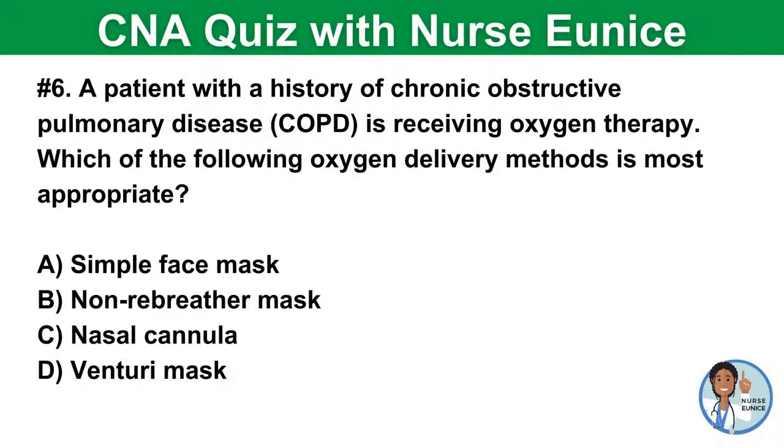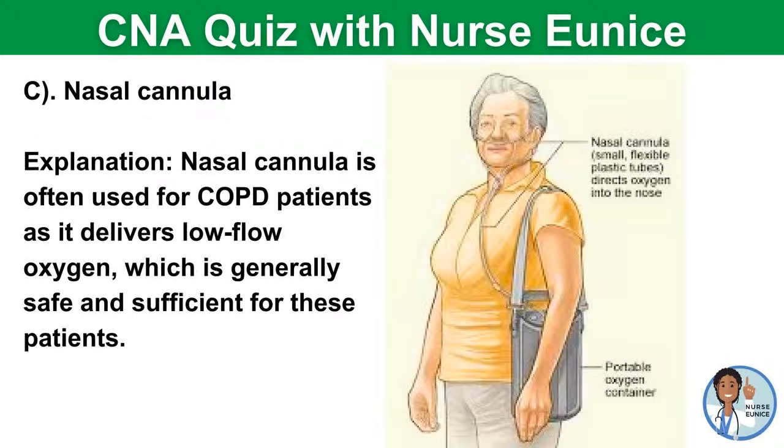So, which one is the most appropriate device for somebody who has chronic obstructive pulmonary disease? And if you chose, let's see, I'll wait for three more responses. One, two, and three. So if you chose C, nasal cannula, you are absolutely correct.